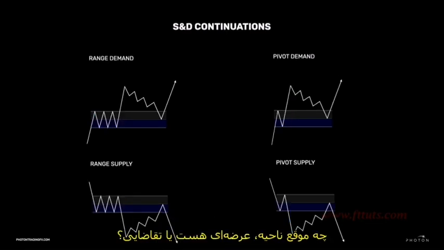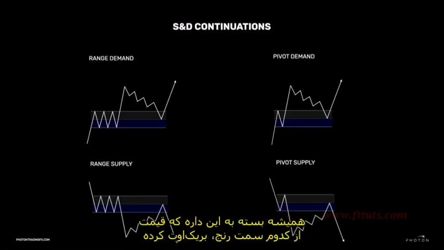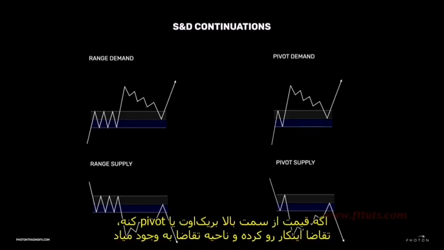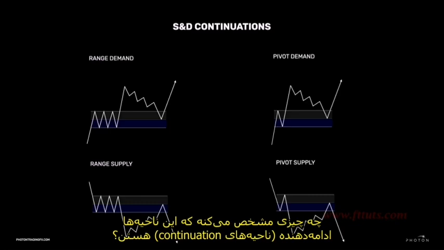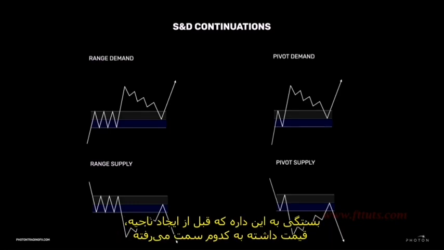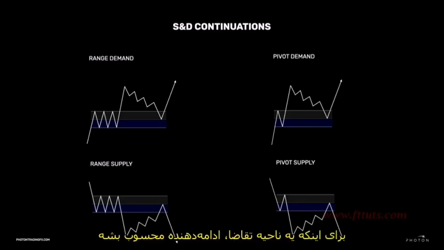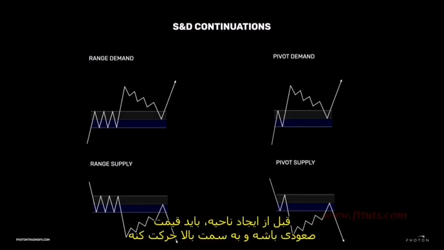Now, whether a zone is a supply zone or a demand zone, that will always be categorized by which direction price breaks out of the range. So if price breaks out of a range or pivot to the upside, this is caused by demand, right? Giving us a demand zone. And if price breaks out of a range or a pivot to the downside, this is caused by supply, giving us a supply zone. But what determines if those zones are continuation zones is essentially which direction price was traveling in before the zone was created. So for a demand zone to be a continuation, price will be bullish and moving upwards before the zone is created.